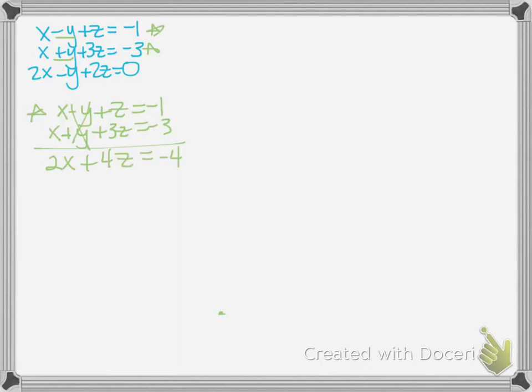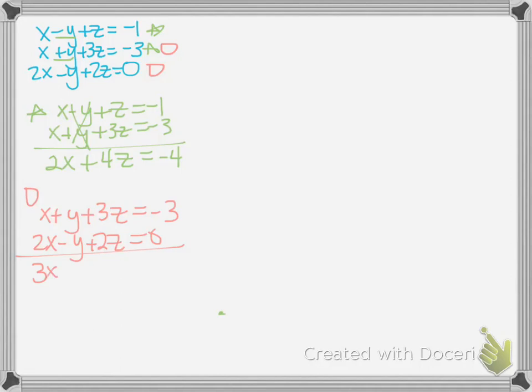Now I need to pick two different equations that eliminate the same variable. The variable I eliminated was y, so I need to pick two equations that would eliminate y. So if I pick this one and this one, it should eliminate my y. So x plus y plus 3z is equal to negative 3, and 2x minus y plus 2z is equal to 0. When I add going down, I get 3x. My y's cancel. Plus 5z is equal to negative 3.